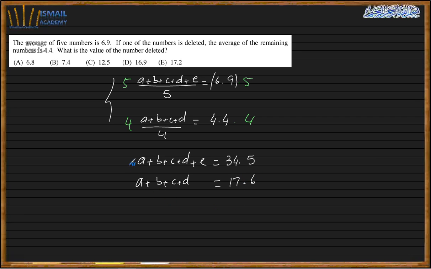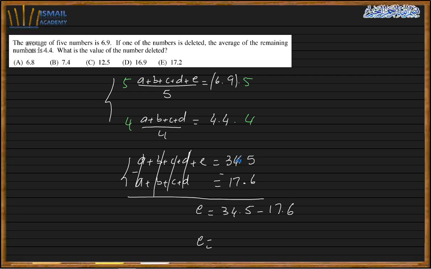Because I'm looking for E, this is the system, so I use elimination because the coefficients are all the same. So this cancels out, cancels out, cancels out, cancels out. What's left is E. So E will be 34.5 minus 17.6, and this will give me E equal to 16.9.